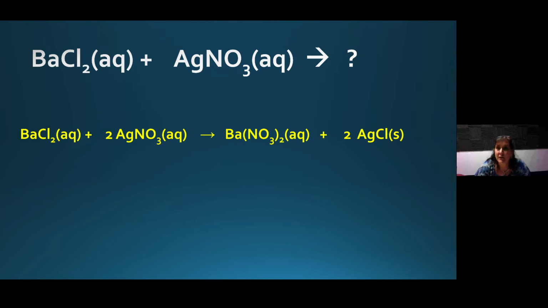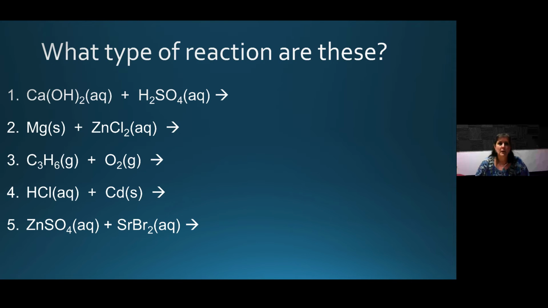All right, so we made a solid, so we had a reaction. So we did have a precipitation reaction here. Again, make sure you pause if you need to look over this more closely. Good job. All right, here are 5 reactions. I don't want you to finish them, although you should be able to. I just want you to tell me what kind of reaction they are. What type of reaction do we have? So hit pause and look at these. Tell me what type of reaction they are. Pause.